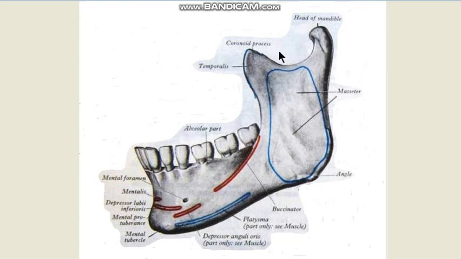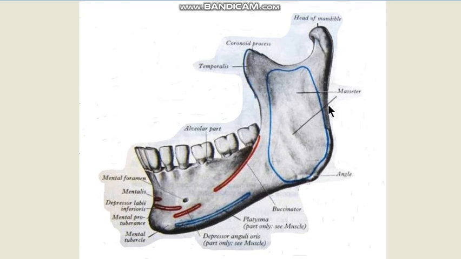Hello everyone. So we were discussing the ramus of the mandible. We had said that it has a lower border, an angle, a posterior border, an anterior border, and a superior border. And we have completed the attachment of the masseter on the lateral surface and the head of the mandible and the condylar process and the temporomandibular joint and the attachment of the lateral ligament of the temporomandibular joint. And we have seen that this coronoid process gives attachment to the temporalis muscle on its anterior border, apex, and part of both medial and lateral surfaces.